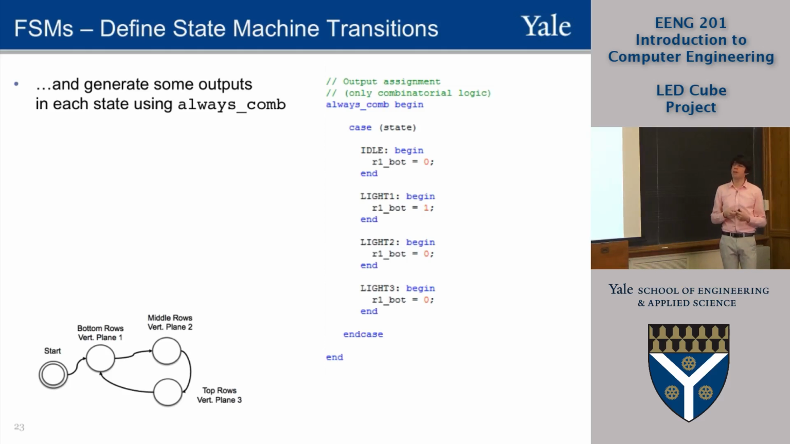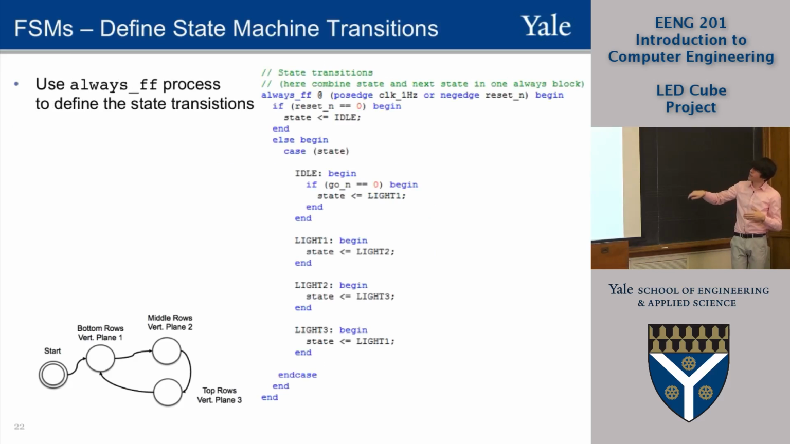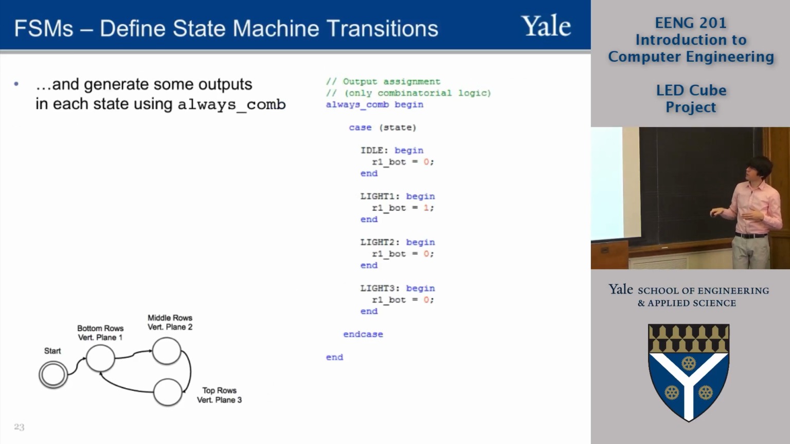So if you remember the animation, in the first step you turn on the bottom rows. So here we're just showing the row 1 on the bottom. In the first step, in light 1, the row is on, and then in the next 2 states it's off because you're turning on the middle and the top rows. And then again, when the state control gets back to light 1, the row 1 gets turned on, and it goes on and on.